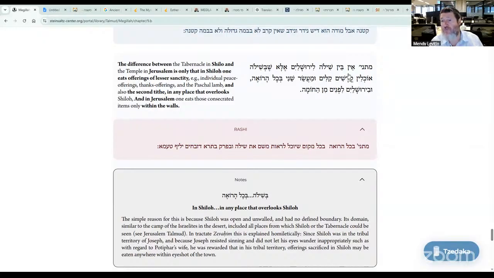Why did David go to Nov? Because that's where the Mishkan was. I mean, whatever, that was where the Bama was. They call it a Bama. A Bama means the large altar, which we learned about last week.